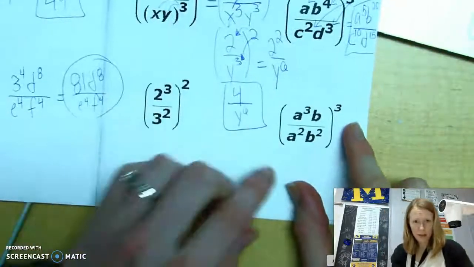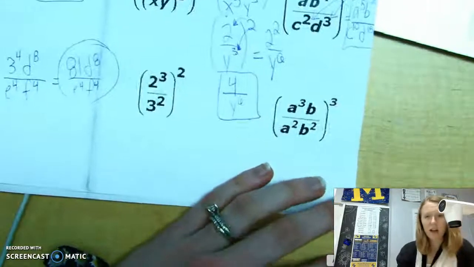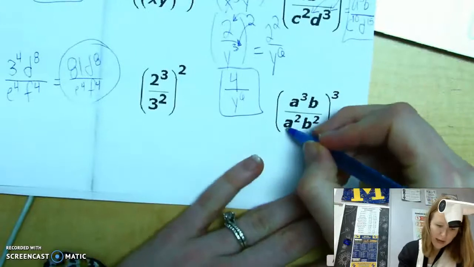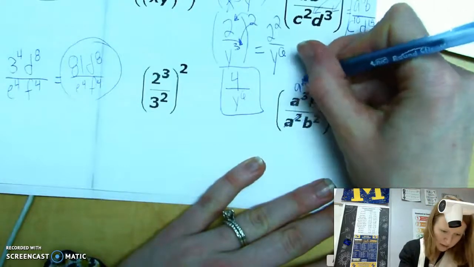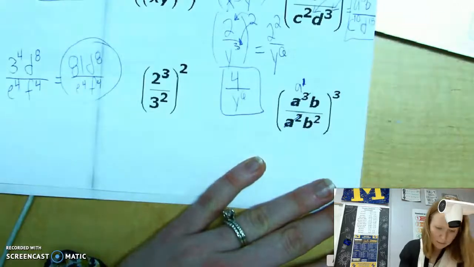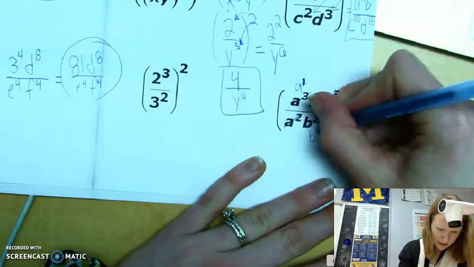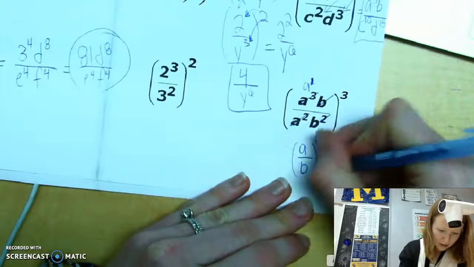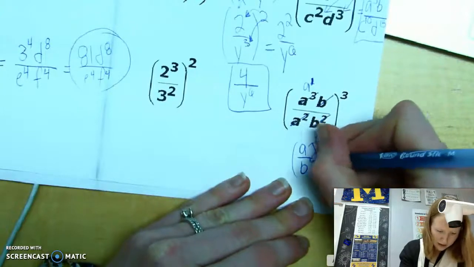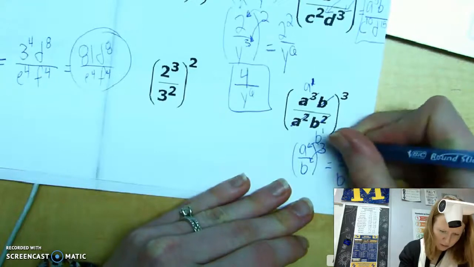Let's skip this middle one here. And then this last question, like I said, I would strongly suggest reducing your fraction first. When you do that, if I took 2 a's off the top and the bottom, I would be left with 1 a on the top, right? If I were to take 1 b off of each of these, I'd be left with an extra b on the bottom. So really, all I have is a over b to the 3rd power. I distribute the 3 and get a cubed over b cubed.